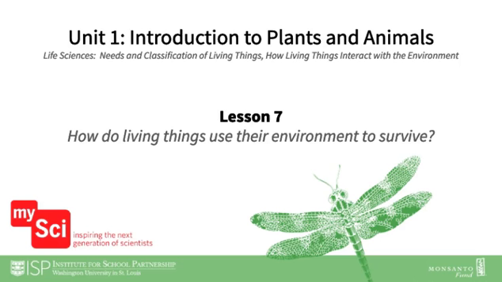Welcome to Lesson 7 in Unit 1, Introduction to Plants and Animals. In this lesson, students will work to answer the question, how do living things use their environment to survive? Students figure out that living things live in places where they can get the things they need to survive. Different living things need different types and amounts of food, water, and air.